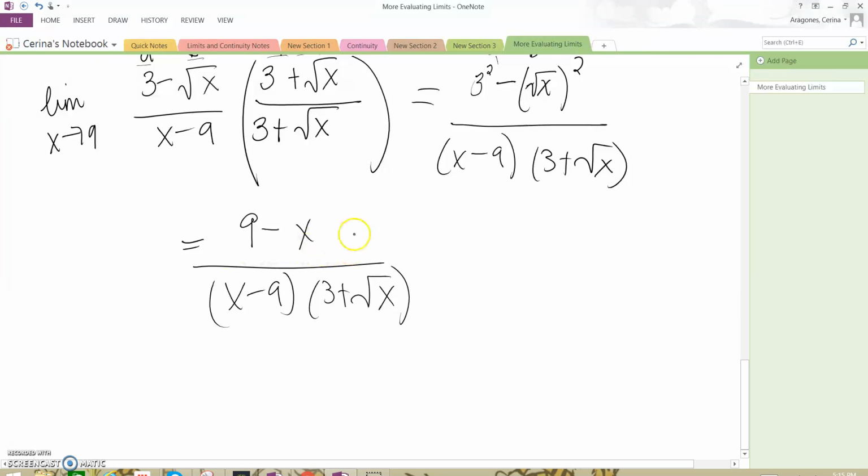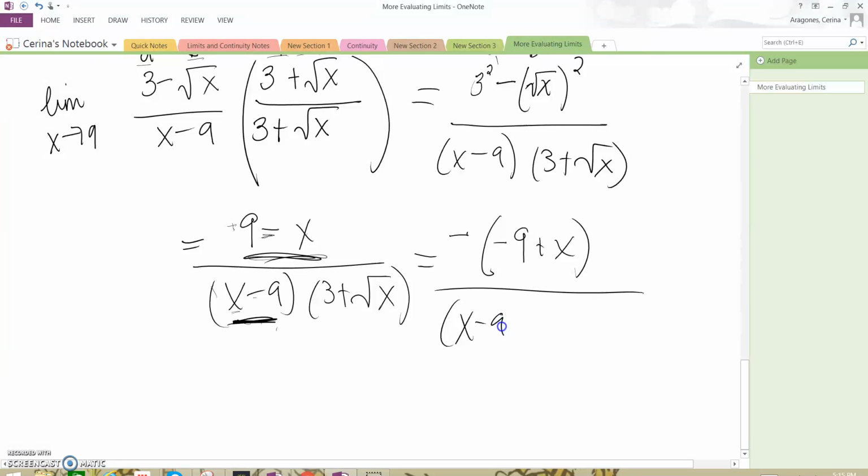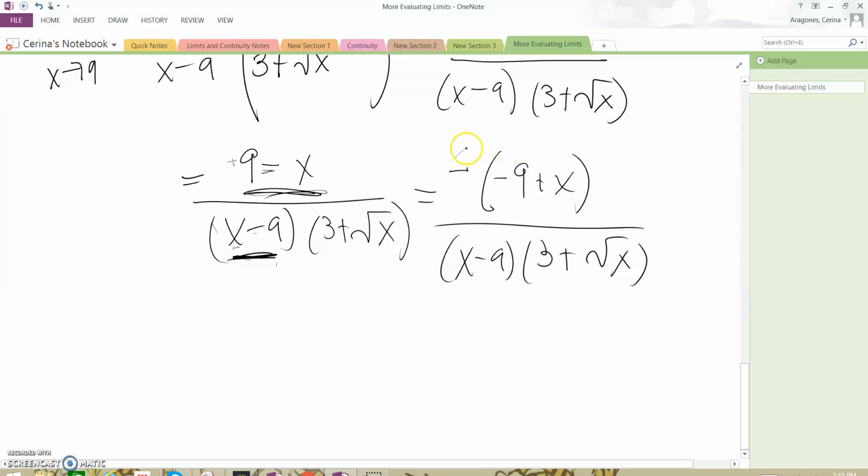So you may be tempted to cancel out this 9 minus x and this x minus 9, but be careful, they are not the same thing. 9 here is positive and 9 here is negative. x here is negative, whereas x here is positive. So they are not the same thing. So what you can do is factor out a negative, which would make this negative times x minus 9 over x minus 9 times 3 plus root x. Okay, so all I did was just factor out a negative 1, so I switched the signs of the numerator.